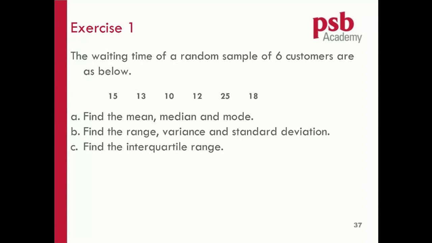The waiting times of a random sample of 6 customers are as below: 1, 2, 3, 4, 5, 6 numbers. They are all waiting times in minutes. Find the mean, median, mode of the data. Find the range, variance, standard deviation of the data. Find the interquartile range of the data. Okay, so I'm going to show you on paper. You also write on your paper, right?